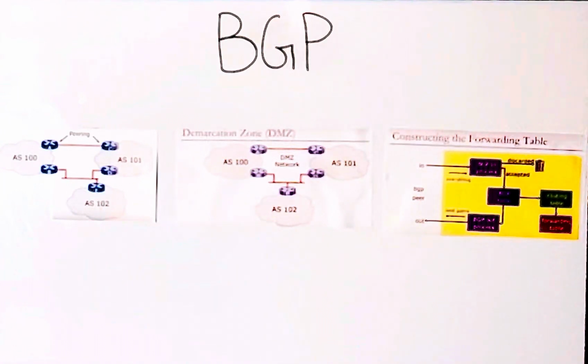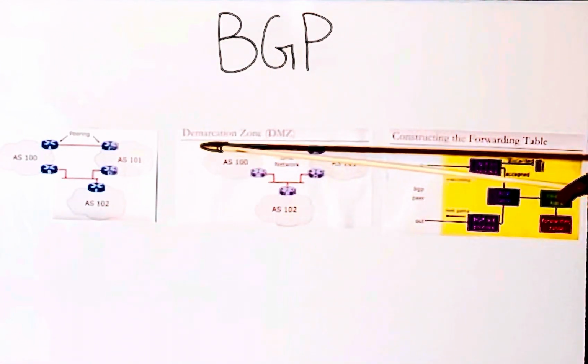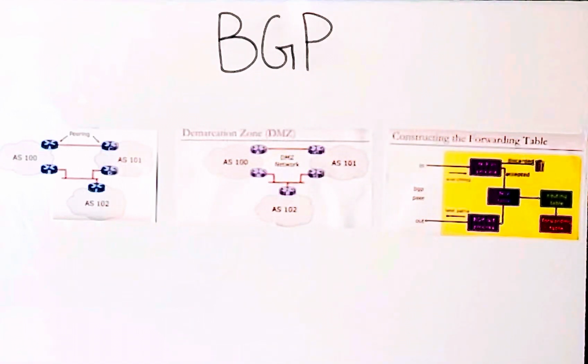To link neighborhoods, ASs, there's a special zone called the demarcation zone that we see here. The demarcation zone is like a meeting place that doesn't belong to any specific neighborhood, but carries data and routing information between them. This here.